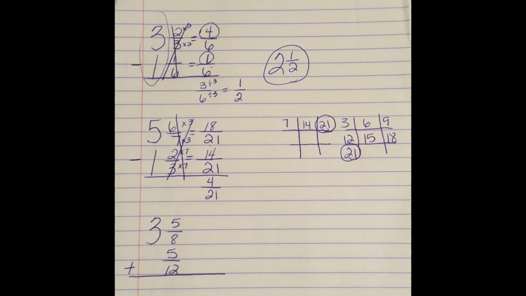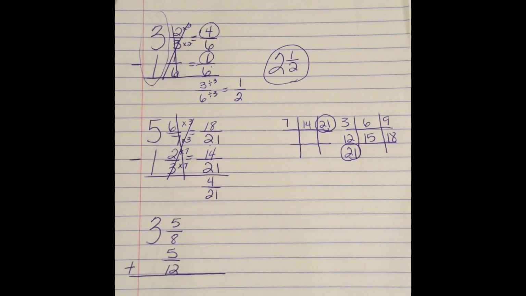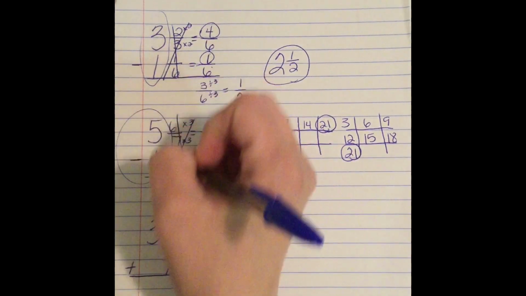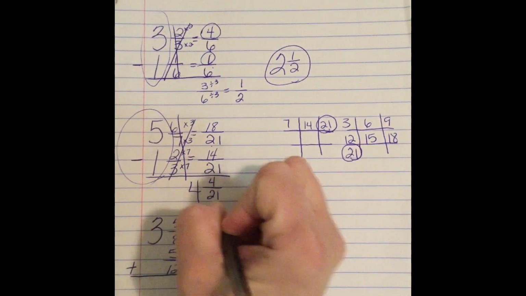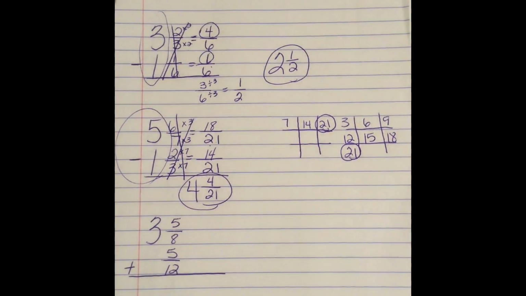4 times a number does not equal 21. 2 can't go into 21. So that's it. We're done with that fraction. It's fixed as far as it'll go. Now we're going to subtract the whole number. 5 minus 1 is 4. So my answer is 4 and 4 over 21.